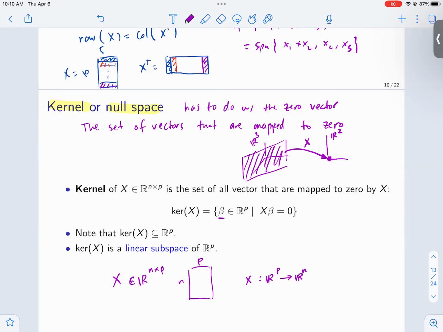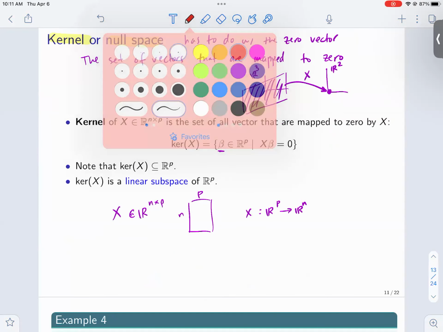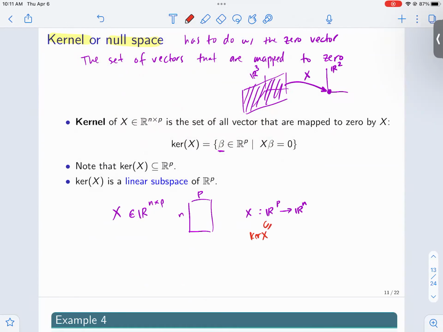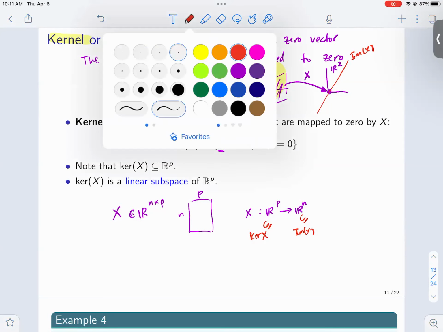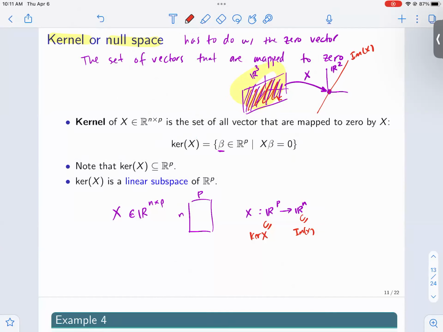So the image would be a subspace of R^N, because it's the set of all vectors that you can get as X beta. The kernel is in the input space, a subspace of R^P, because it's the set of all vectors that map to zero. So the kernel lives here. Kernel of X is a subspace of this, image of X is a subspace of that. If I map the whole space here, it might map to something like that. That would be the image, and this would be the kernel. The kernel is on this side, the image is on the other side.